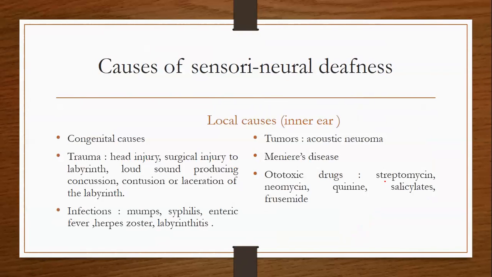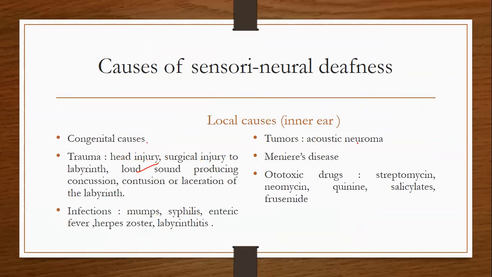The local causes affect the inner ear, which includes congenital causes of the inner ear and trauma to the inner ear, either in the form of head injury, surgical injury to the labyrinth, or loud sound producing concussion, contusion, or lacerations of the labyrinth. These forms of trauma to the labyrinth can lead to sensory-neural deafness. Then infections such as mumps, syphilis, enteric fever, herpes zoster, and labyrinthitis can affect the cochlear structures and lead to sensory-neural deafness.